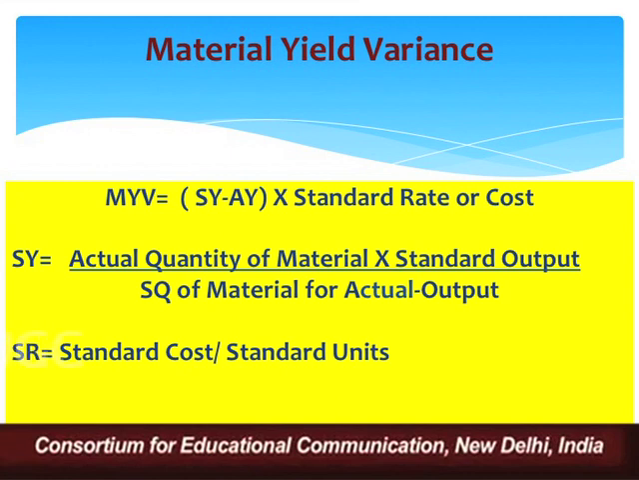The next step is standard rate. Standard rate is what? It is my total standard cost divided by standard units which I have produced. That gives me the standard rate or standard price, you can say, for this particular product. Remember, it is for output. It is the only place where we are taking the standard rate or standard price of that particular product. We are not taking the price of raw material.